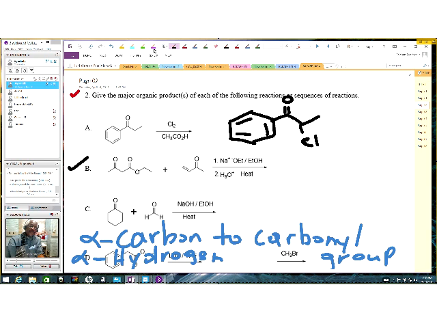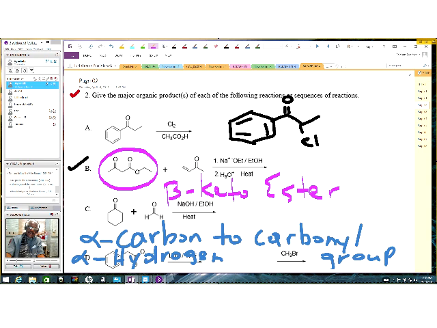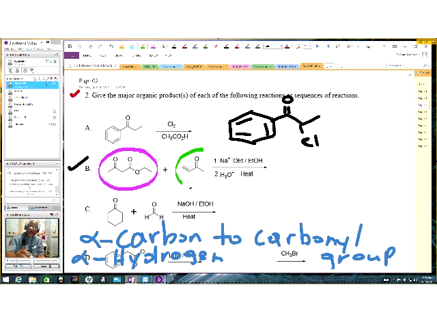We have a beta keto ester. In particular, we call this beta keto ester acetoacetic ester. Now they want us to react this beta keto ester here with this reagent.